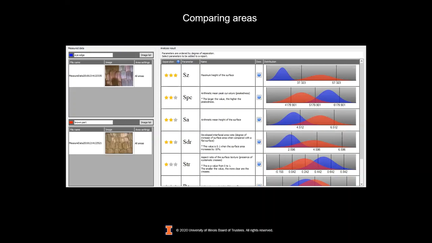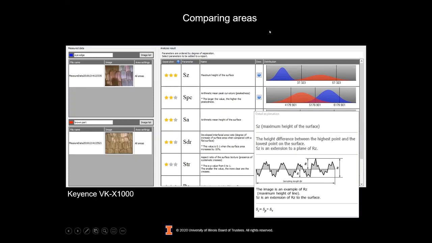And this is a really nice feature of the analysis software on the Keyence instrument that we have here on our 3D optical profiler at MRL. The most significant one in this particular case, where the distribution is very different in both of these images, is S sub Z. If we were doing a line profile, it would be R sub Z, and Z is the difference between the highest point and the lowest point on your surface.